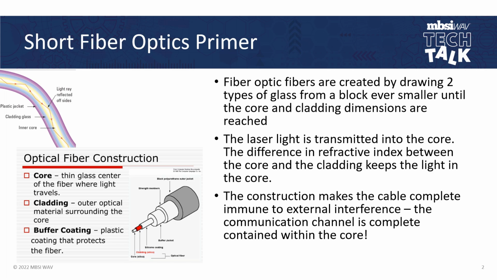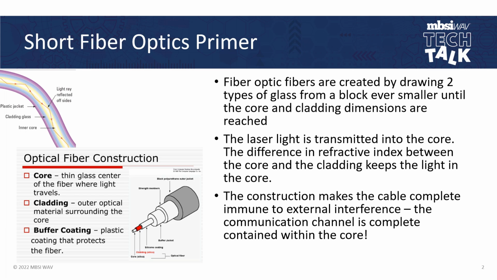A fiber optic cable consists of three parts. It has a core. It's a glass center where the light travels. This glass center is doped with silicone, and each of the fiber optic manufacturers generally has a secret formula that they use to draw this fiber out of a block of the silicone and glass.